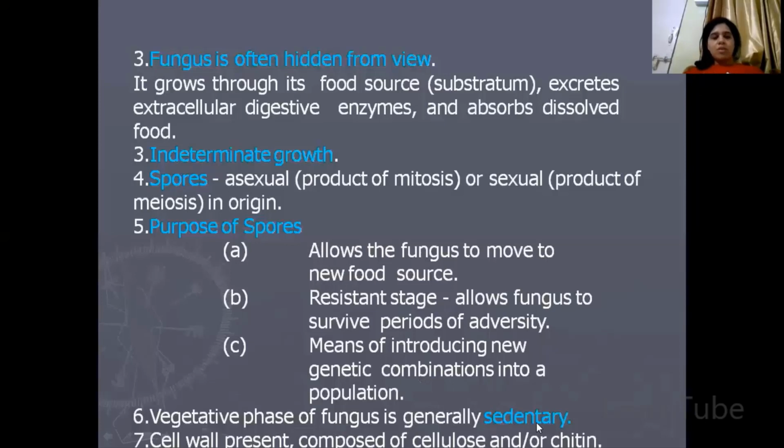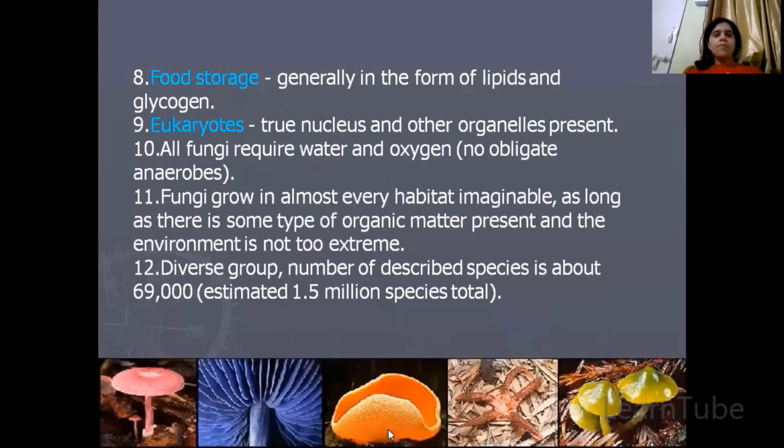Next, the vegetative phase of fungus is generally sedentary, that is, dormant. The cell wall, as we have already seen, is made up of cellulose or chitin. For food storage, they generally store food in the form of lipids and glycogen. As I told you, they are eukaryotes, with a nucleus and other organelles present. All fungi require water and oxygen because they are not anaerobic. Fungi can grow in almost every habitat imaginable as long as there is some type of organic matter present and the environment is not too extreme.